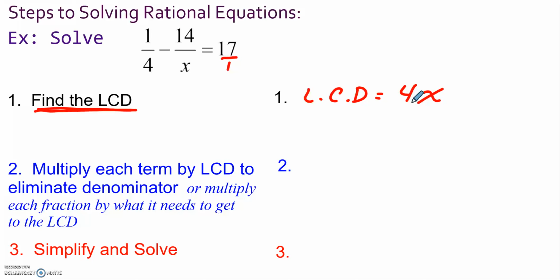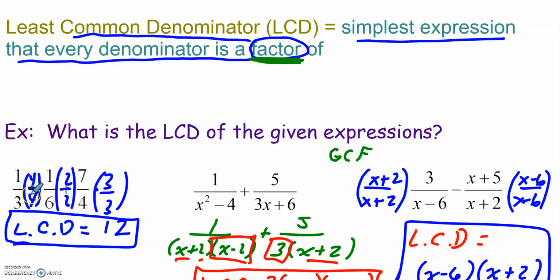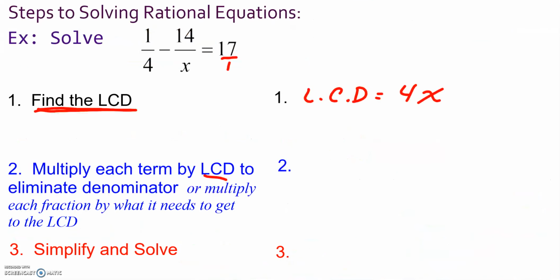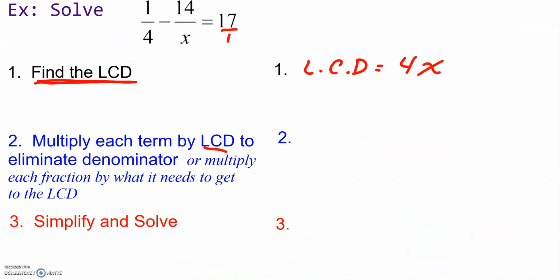The next thing we want to do is multiply each term by the LCD to get things to cancel and to eliminate the denominator. Or you can think of it like these past examples, that we multiply each fraction by what it needs. It's really based on you. I've noticed from teaching this for a while that a lot of students do prefer the second option. So I will show that to you in the video, but I could also show the other method at another point.